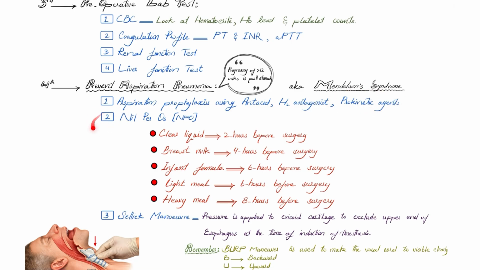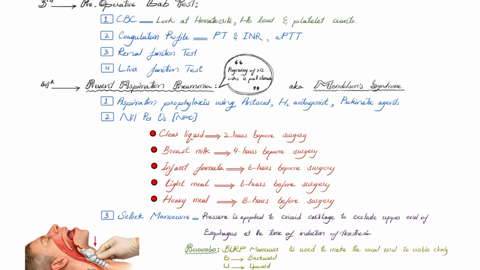Second thing that you have to do is put the patient on NPO, that is nil per oral, with hours specified. For clear liquid, NPO of 2 hours before surgery; for breast milk, NPO of 4 hours before surgery; for infant formula and light meal, NPO of 6 hours before surgery; and for heavy meal, NPO of 8 hours before surgery.